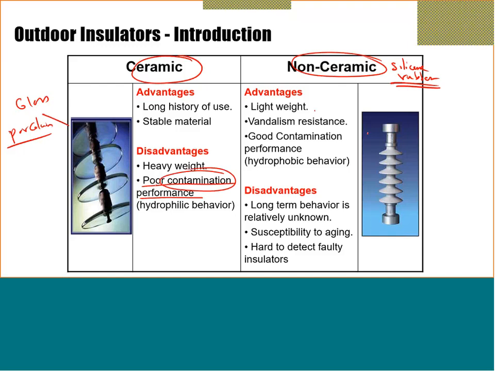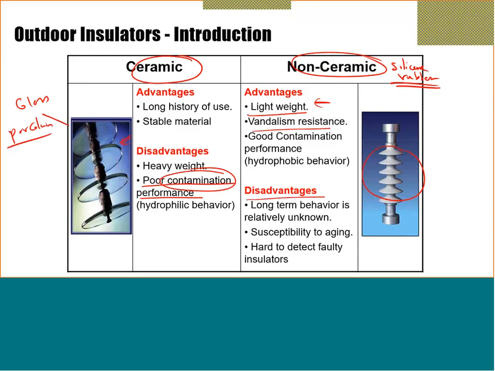On the other hand, silicone rubber, which was invented like 30 or 40 years ago, has certain advantages. They are lighter in weight, so the structure will be much easier to do. Vandalism resistance: this is rubber, and inside is a core made from fiberglass. So if they fall on the ground, they don't break. This is vandalism resistance, and they have much better performance in contamination. I will talk about that later on.